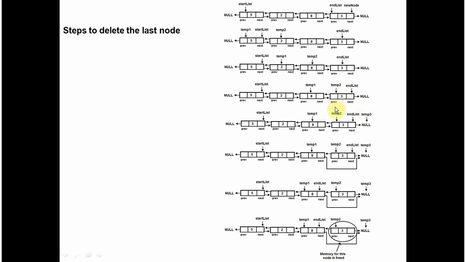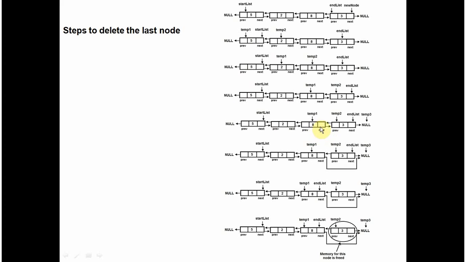You will again compare whether this is the node that the user wants to delete. Yes. In that case, you will be using a third pointer, temp3, which will point at the next pointer of temp2. The next pointer of temp2 is null. So temp3 will point at null. You want to detach this node from temp1.